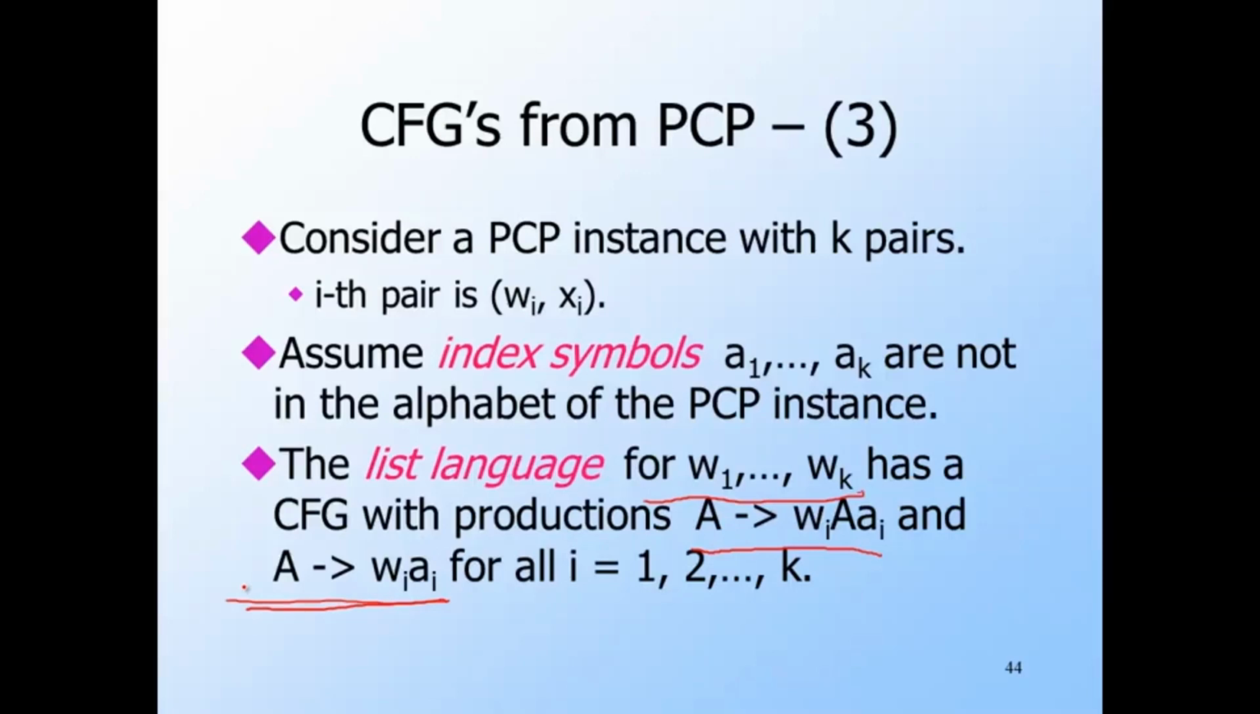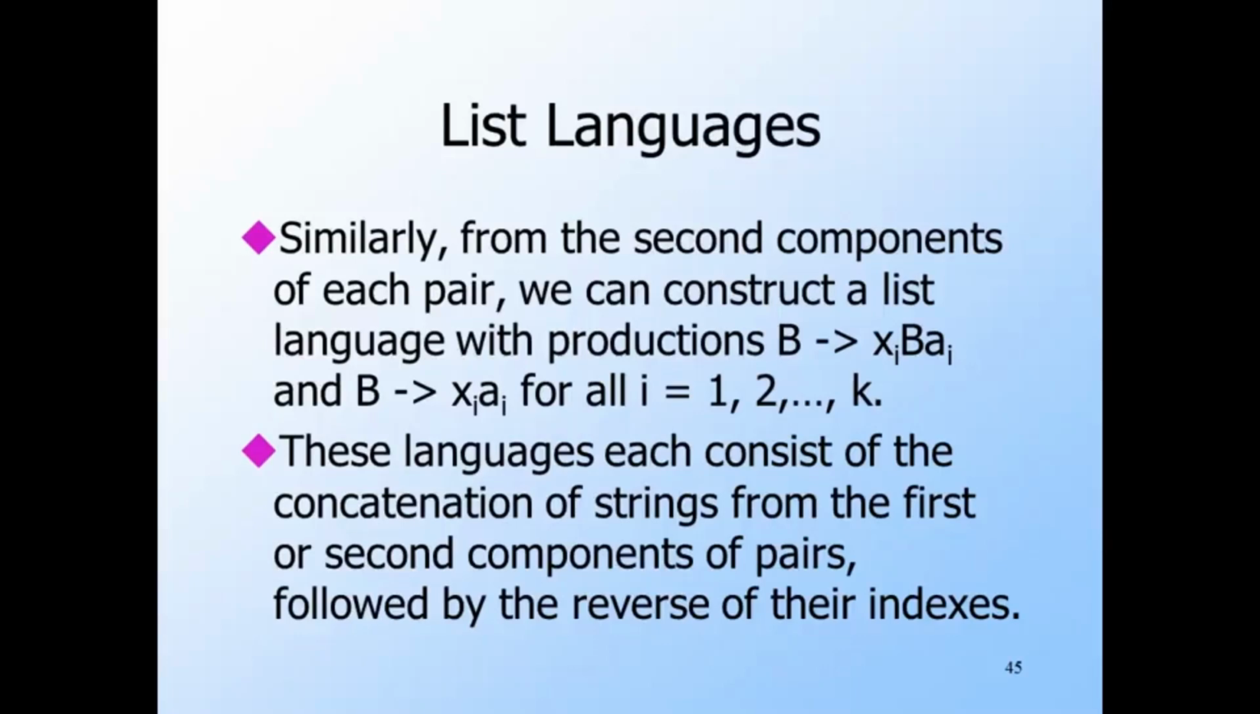For example, here's a derivation. A could derive in one step, let's say, w1 A a1. And then in one more step, we could use, let's say, the terminal production for w2. So we get w1 w2 a2 a1. Notice that the sequence of a's is the reverse of the sequence of w's. And we can do the same thing with the second string from each pair. We'll use variable B and x_i's in place of w_i's, but the idea is the same.